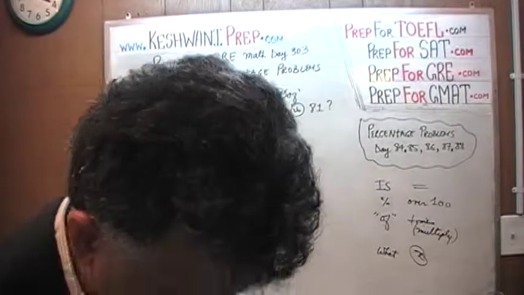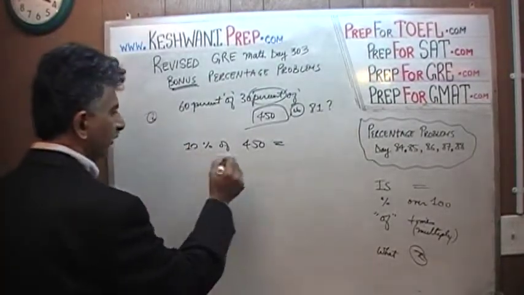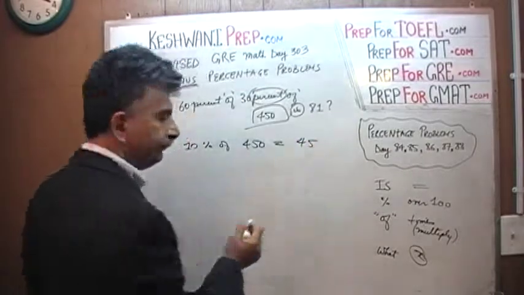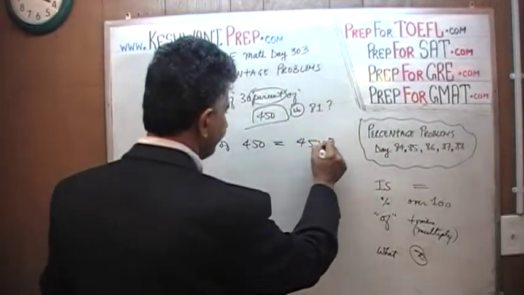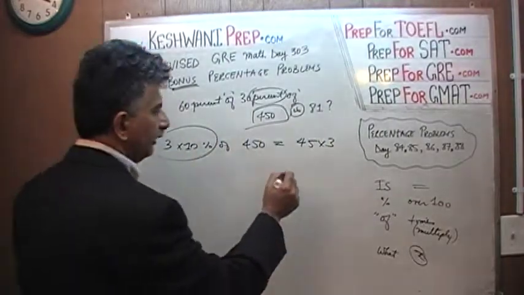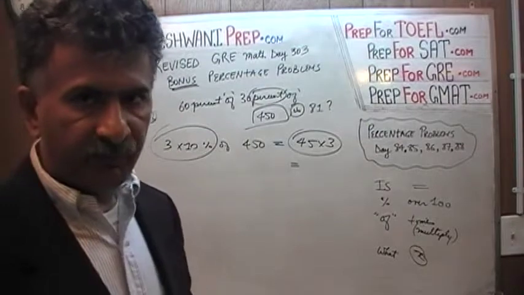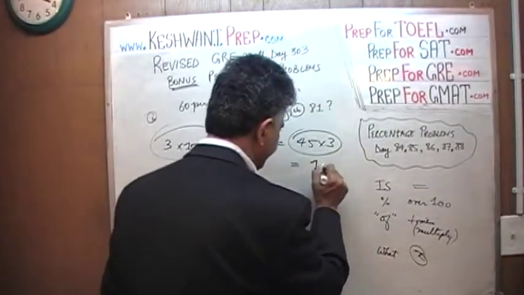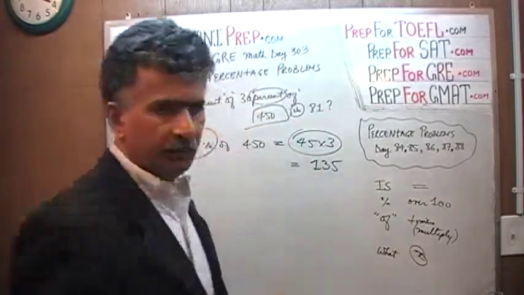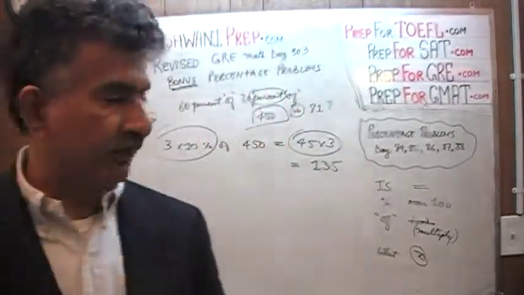Well, that's pretty straightforward. We know 10% of 450 is 45. Therefore, 30% is going to be 3 times as much. So that's the 30%. And 45 times 3, 50 times 3 is 150. So it's going to be 150 minus 15, 135. I basically took 3 50s and I subtracted 3 5s from it. That's how I got 45 times 3.